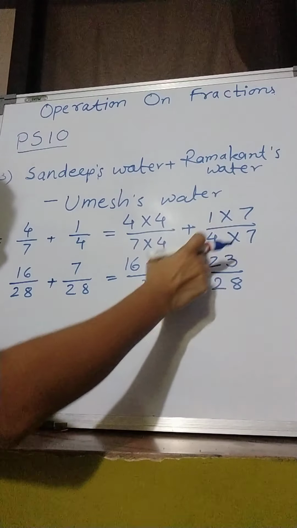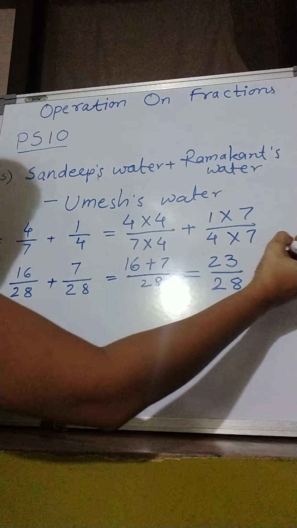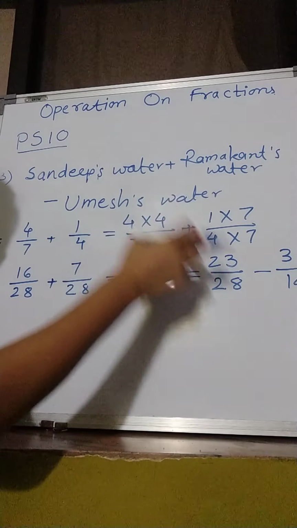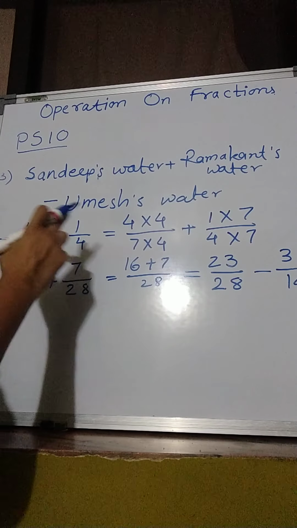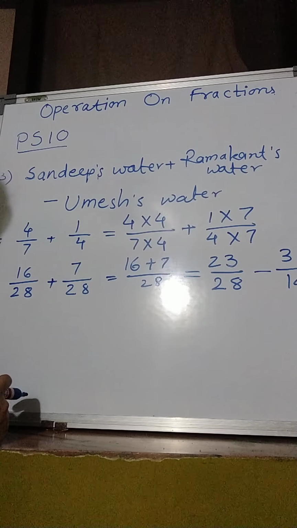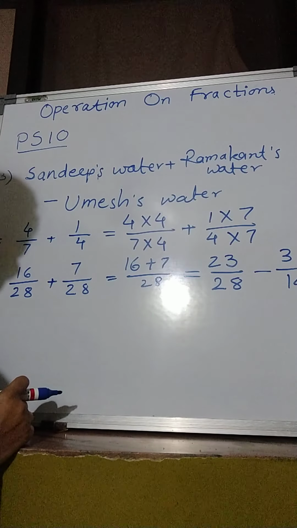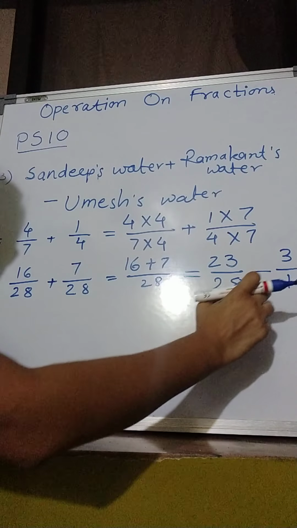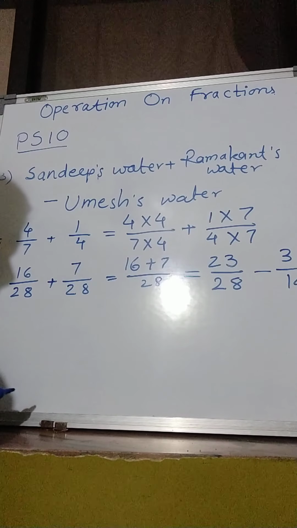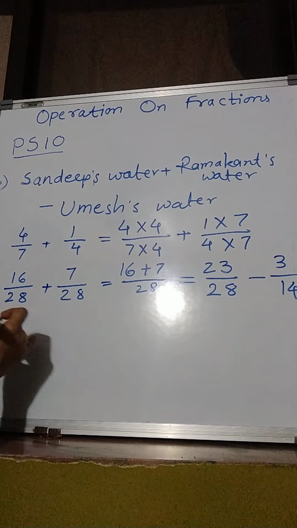Umesh used some water from this. What is that amount? Minus 3/14. Right? Because Umesh used some water from this. Now, the first part is your addition part. The second part is your subtraction part. Next, here again the denominators are different. 28 and 14. But in this case, 14 can be converted into 28. So, let's convert it.